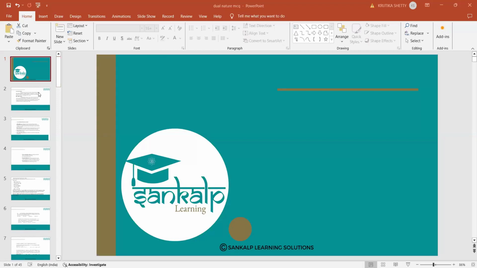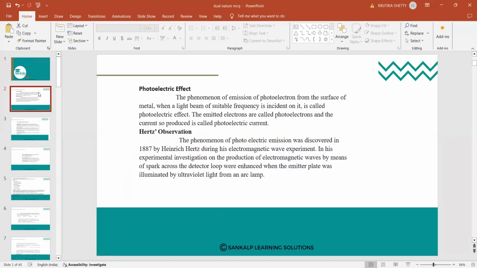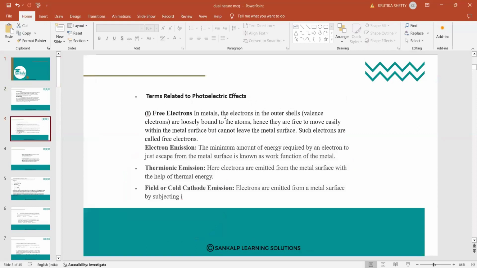Yes, so here, before going to understand what is photoelectric effect, we need to understand some of the terms related to the photoelectric emissions. To study the photoelectric effect, first you need to know what free electrons are, students. So what are free electrons?